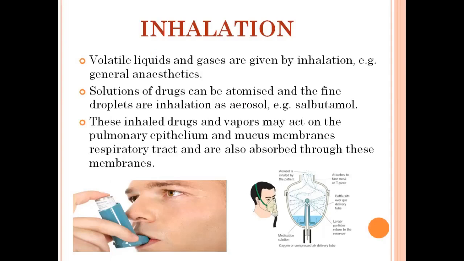Inhalation. Volatile liquids and gases are given by inhalation. Example, general anesthetics. Solutions of drugs can be atomized and the fine droplets are inhaled as aerosol. Example, salbutamol. These inhaled drugs and vapors may act on the pulmonary epithelium and mucous membranes of the respiratory tract, and are also absorbed through these membranes. So, how is it absorbed? It is absorbed through the respiratory membranes.